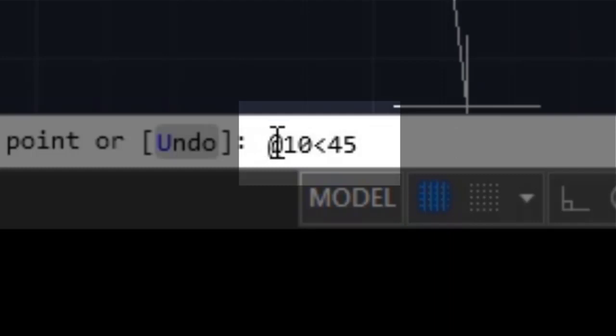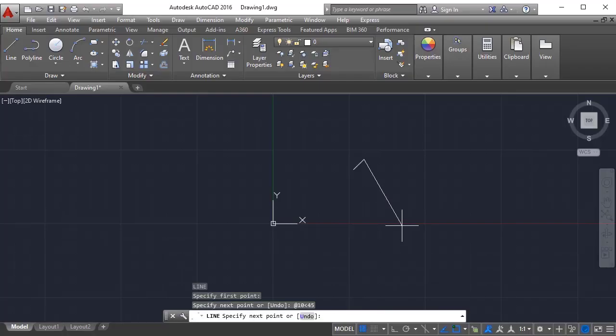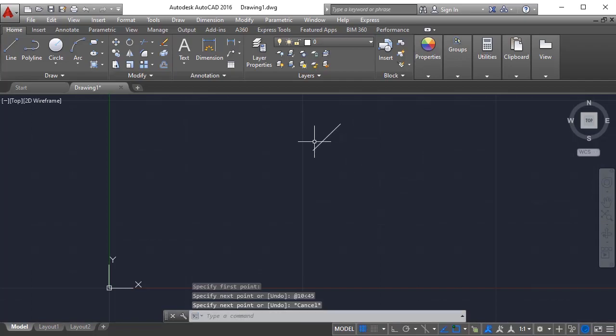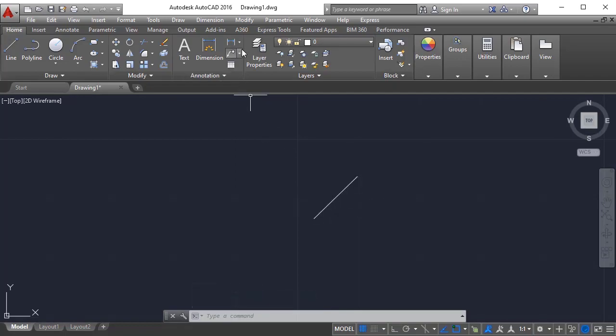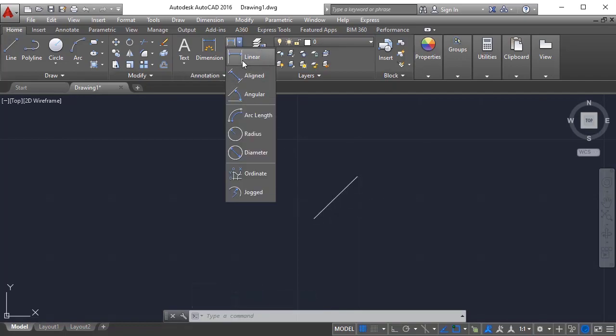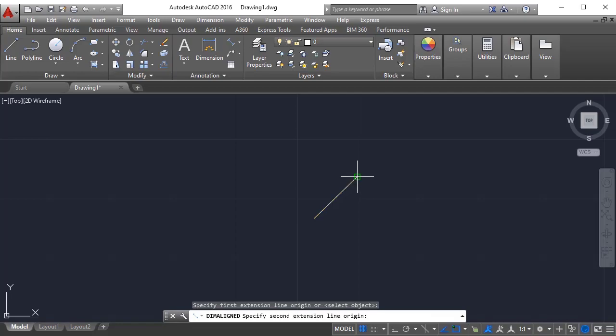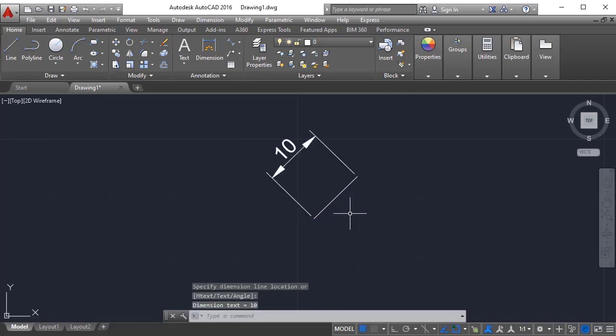So here 10 will be the units, on the left side of the less than symbol, and the right side of the less than symbol will be the angle. If I press enter, a line is automatically created at some angle. I just want to check the length and the angle of this line. Simply I can check the length by linear, but here it's an angled line, so I need to use the aligned command. So first point, last point, and it's 10 units only.